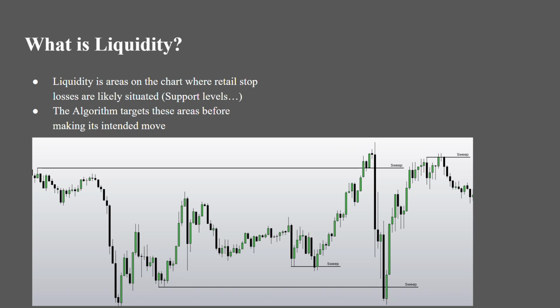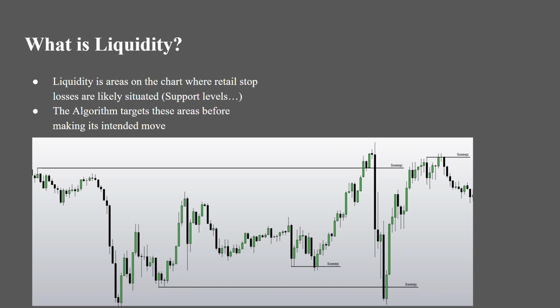Support levels with retail concepts, resistance levels. Stop losses, retail stop losses are likely situated above resistance, below support. The algorithm knows this, and so the algorithm has a tendency to target these areas before making its intended move.